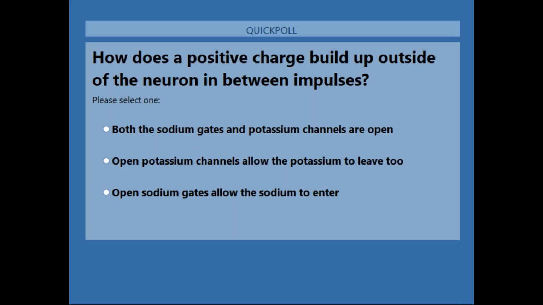So let's read our question carefully and then answer it. How does a positive charge build up on the outside of the neuron in between impulses? In between impulses, positive charge outside, we're figuring out how it builds up the resting potential. Our options are: both the sodium and potassium gates are open, allowing ions to flow freely; the open potassium channels allow potassium to leave too and go out with the sodium; or the open sodium channels allow the sodium to enter.